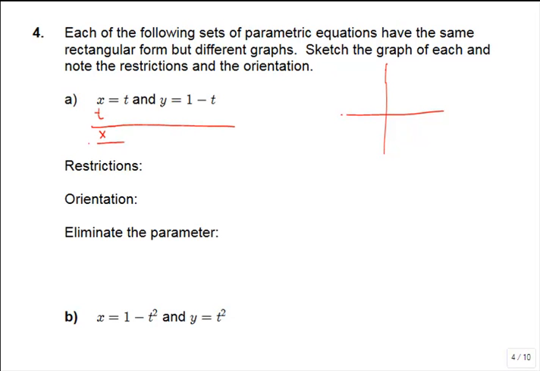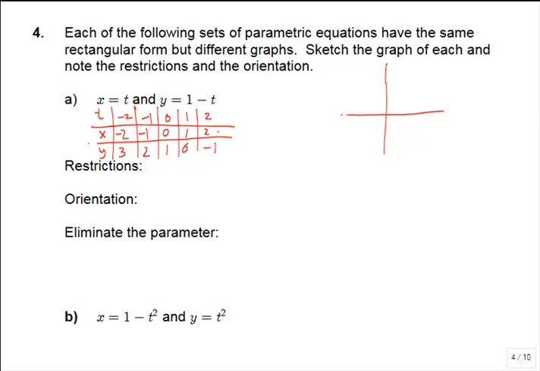range between some choices, and I might just use my standard choices of -2, -1, 0, 1, and 2. And x is exactly what t is. So x is going to be -2, -1, 0, 1, and 2. So y is 1 minus t, so 1 minus -2 becomes 3, 1 minus -1 is 2, 1 minus 0 is 1, 1 minus 1 is 0, 1 minus 2 is -1.